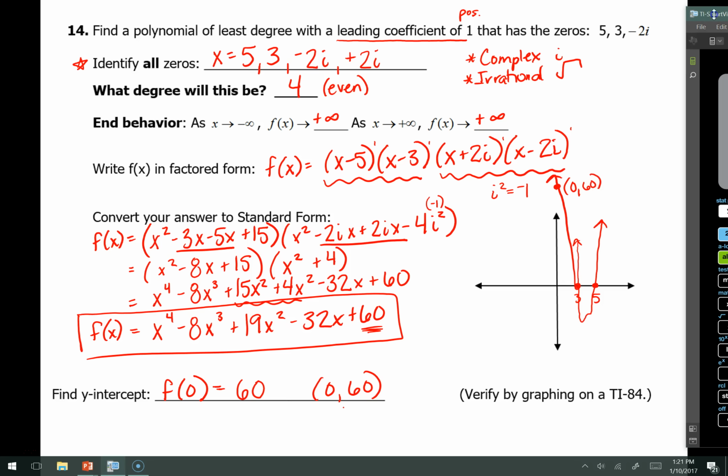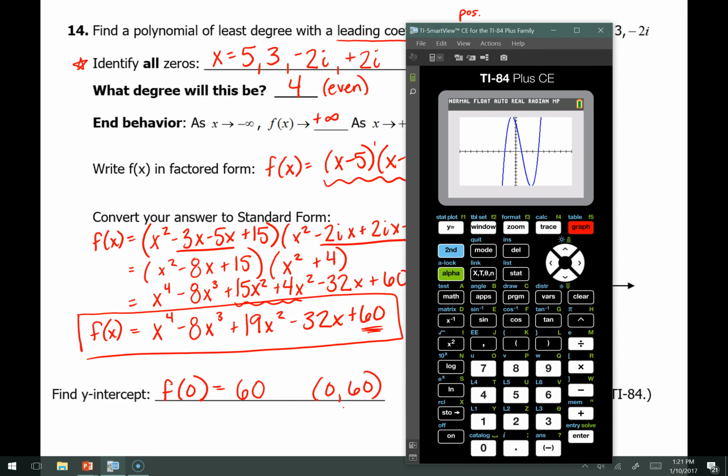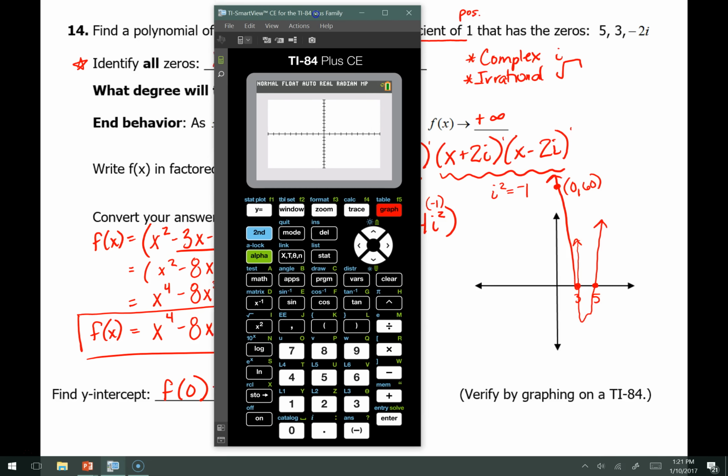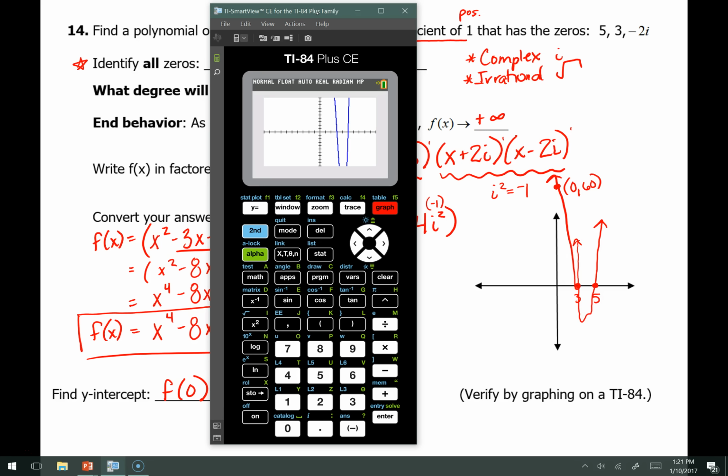Okay, and if we look at our graph in the calculator, or function in the calculator, let's plug that in to see how close we got on our rough sketch. We have x raised to the 4th power minus 8x raised to the 3rd power plus 19x squared minus 32x plus 60. When we graph, let's see how close we got there. All right, look at that. It looks like it is going through 3 and 5, so that's good.